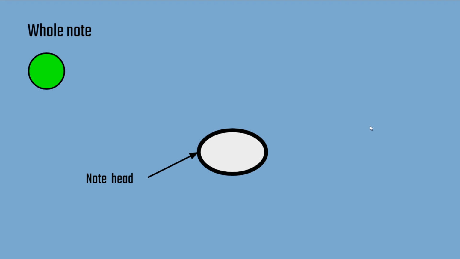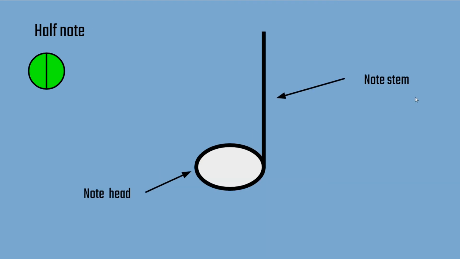Now, if I want to change this and go up to the next value, the only way I can do that is if I cut it in half. And the way I'm going to cut it in half is by adding a note stem. Now, if you see here, I've added the note stem right here, and our whole little pie that we had over here is now cut in half.